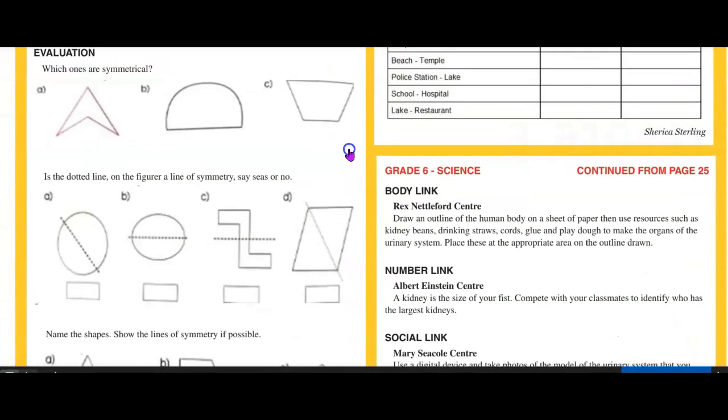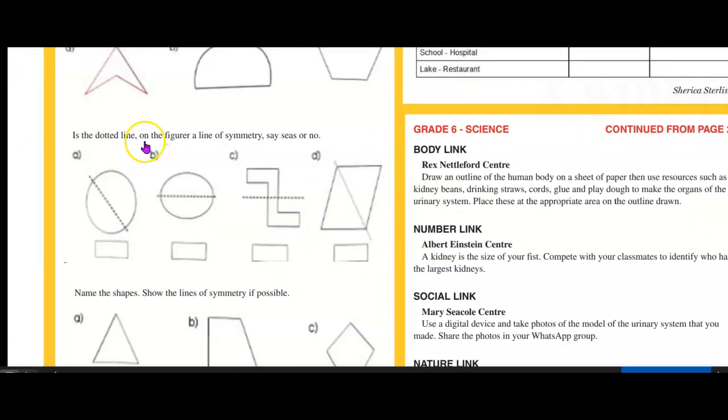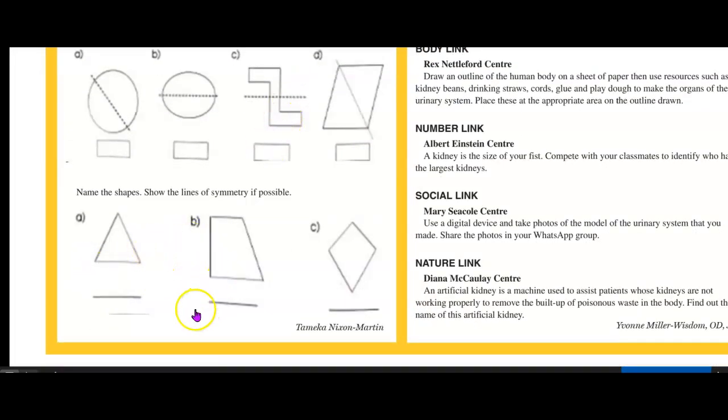Any of these symmetrical? For this one, is the dotted line on the figure a line of symmetry? Yes or no. And you can complete these. Here, name the shape and show the lines of symmetry if possible.